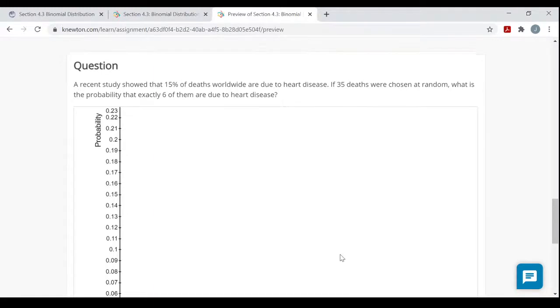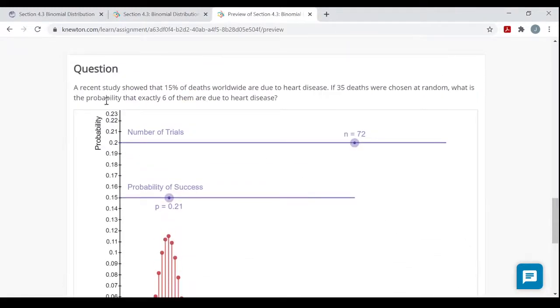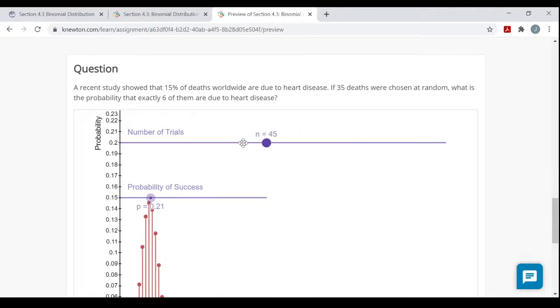All right, so then here, I think we're given this is another kind of interactive deal. A recent study showed that 15% of deaths worldwide are due to heart disease. If 35 deaths were chosen at random, what is the probability that exactly 6 of them were due to heart disease? Right. So the death due to heart disease here is a success, as weird as that sounds. So I have 35 trials, right? They said they took 35 deaths. So I move the number of trials to 35.